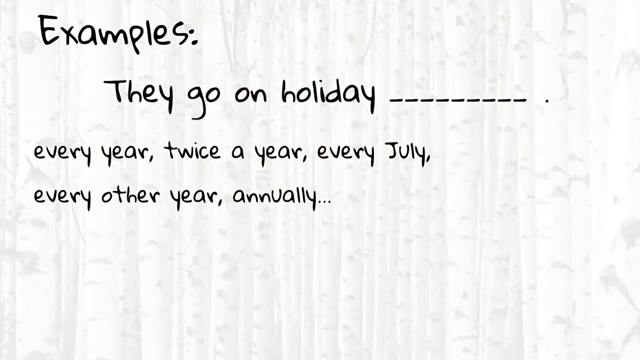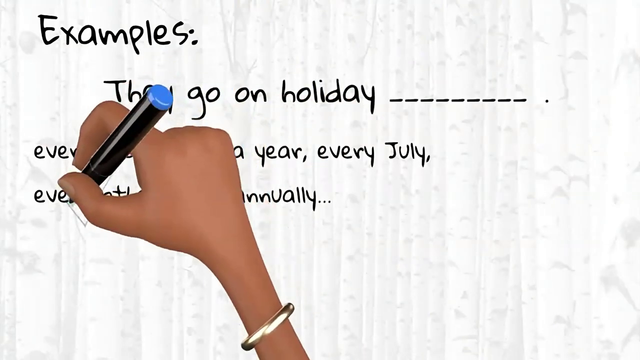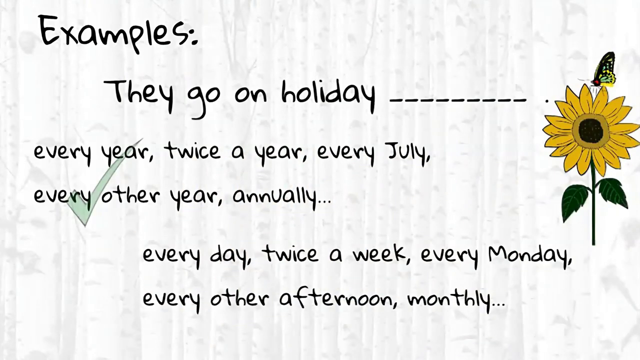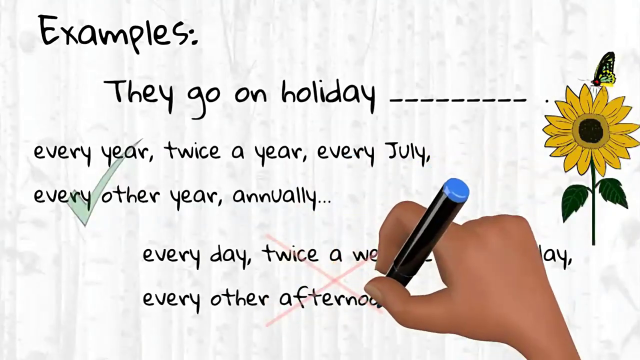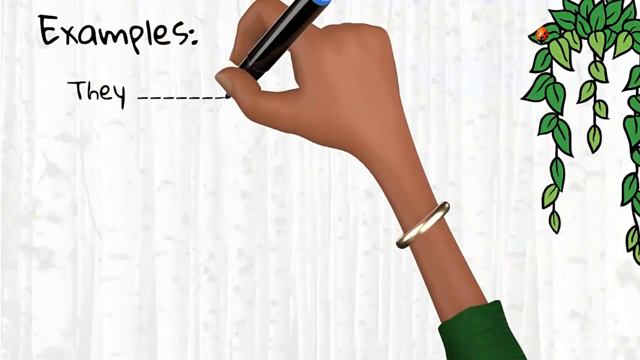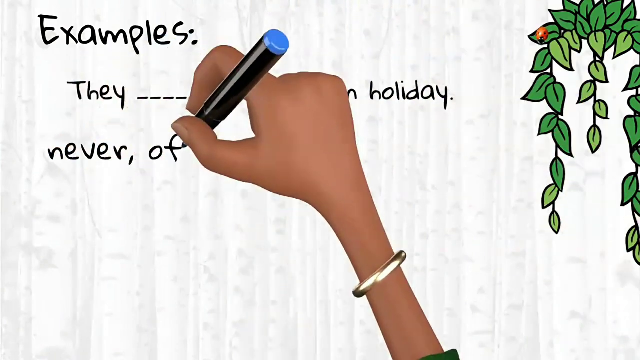For example, they go on holiday every year, twice a year, every July, every other year, annually. That makes sense. But if you said they go on holiday every day, twice a week, every Monday, every other afternoon, monthly, it doesn't make a lot of sense.